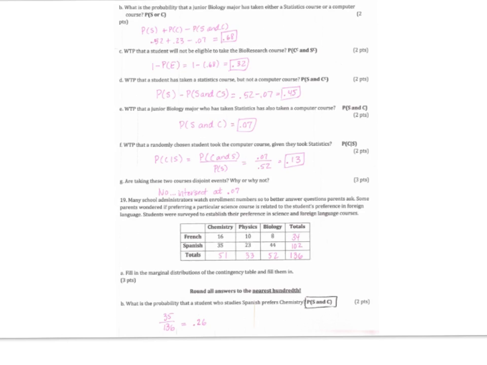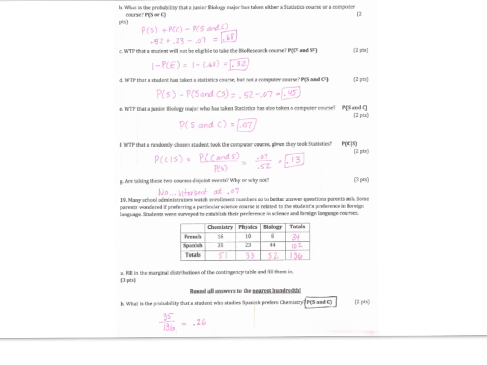Then in C, the probability of the two complements is 1 minus the probability of it being easy. So just 1 minus the probability of taking either of them, which is 1 minus 0.68, which was the one above. So 0.32. I think these are all pretty explanatory. Again, when people got down to the conditional, some of you divided by probability of computer instead of probability of statistics. G, are the courses disjoint?